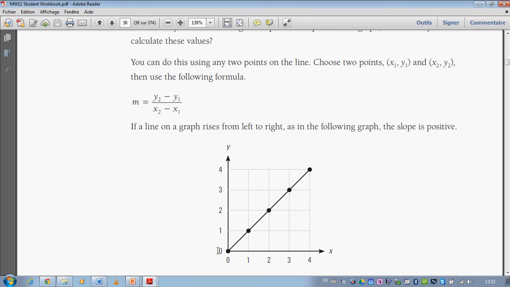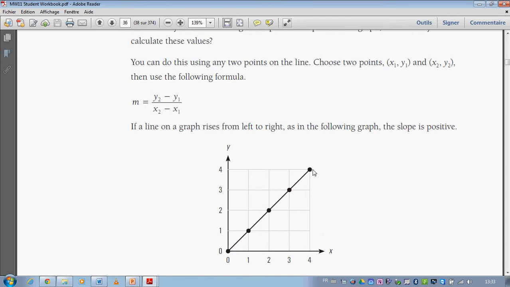So y1 is 0, y2 is 4. So this would be 4 minus 0. Now this is divided by the run. So again, this is the formula for slope, right? So you choose 2 points on the graph. So x2 minus x1. We said that this was your point 2, and this is point 1.